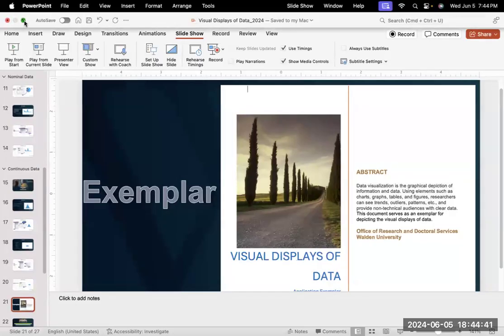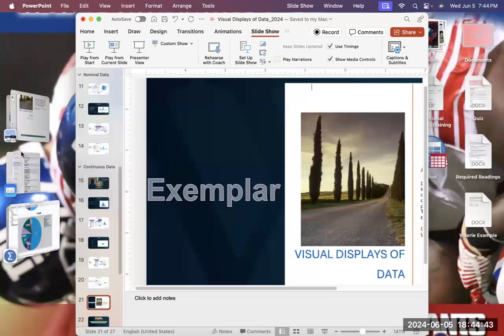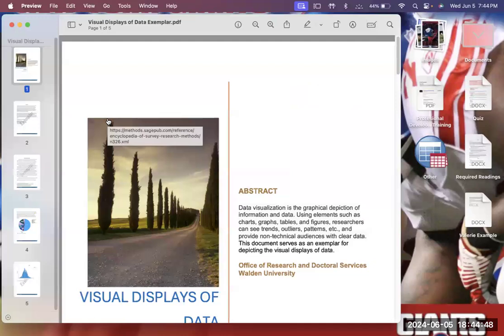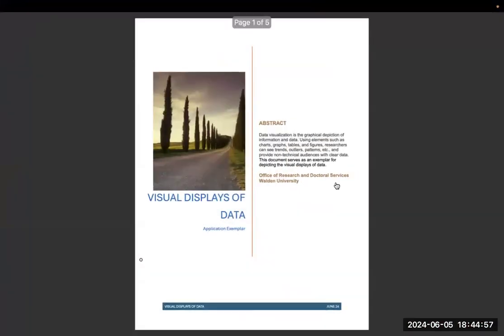And let me find that. Here we go. I'm going to put this in the chat before we leave the class, and you make sure that you remind me if I don't put this in the class before we leave. But here is an exemplar that I put together. And, oh, no, I don't like that. Give me a second.